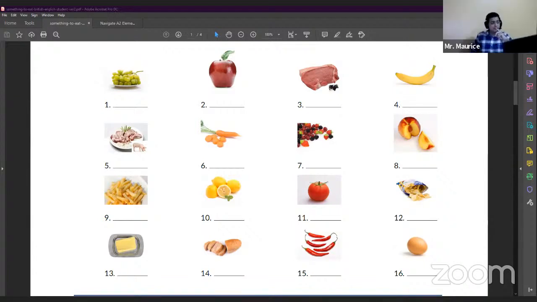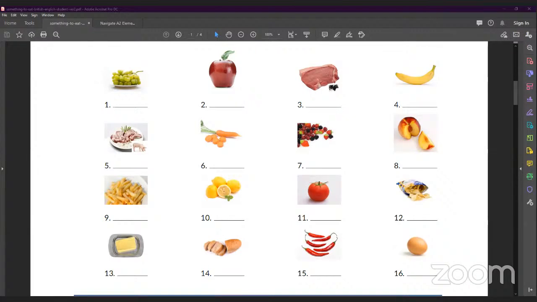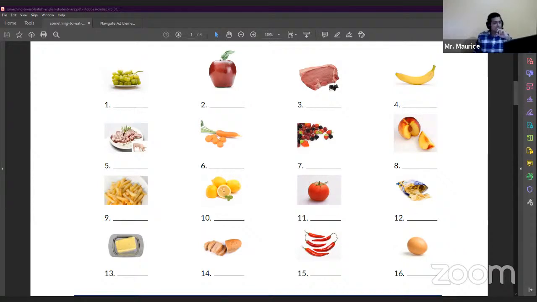And the number 12? Okay, I think it's a bit difficult, or no? What about the number 12? Okay, the number 12. Potato. Okay, that's 11. And 12? No? Okay, Stephanie, thank you.